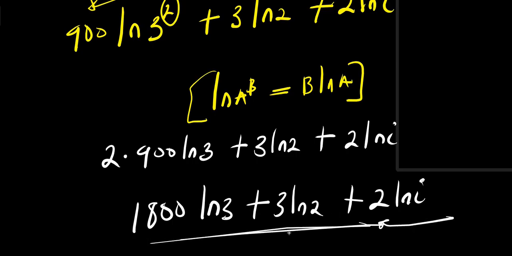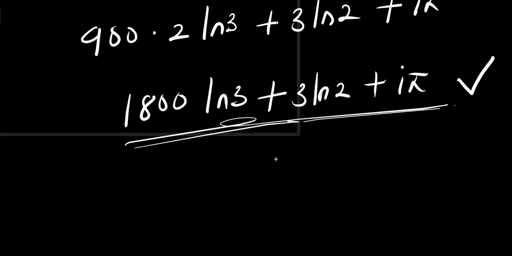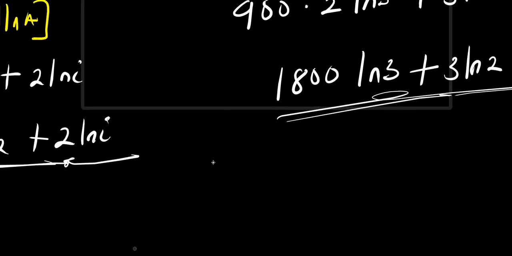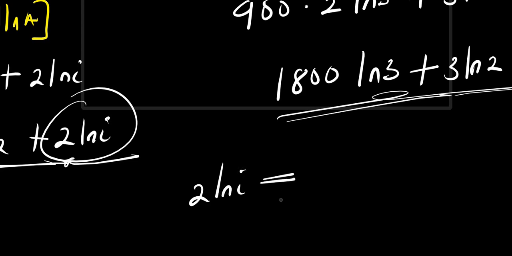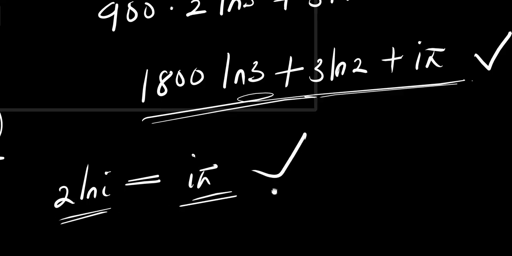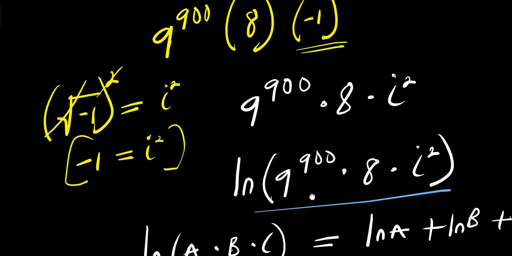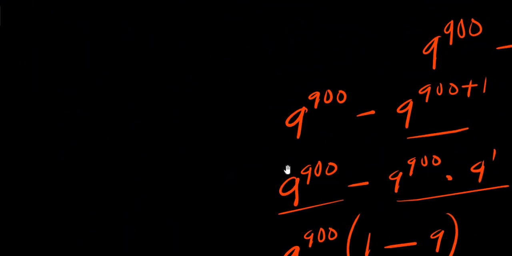This solution here and this solution here happen to be the same. The only difference is that here we have 2 times natural log of i, while here we have i times pi, and these are the same. So this makes both solutions correct. So let's consider this other one here.